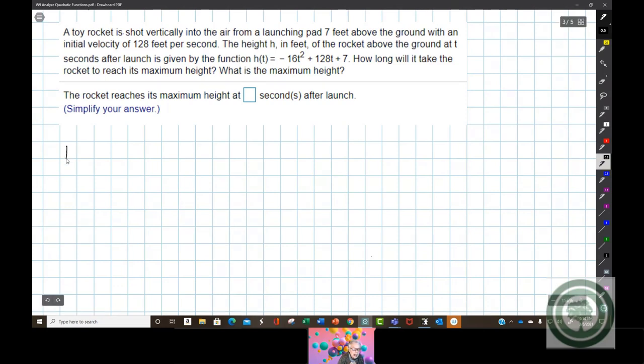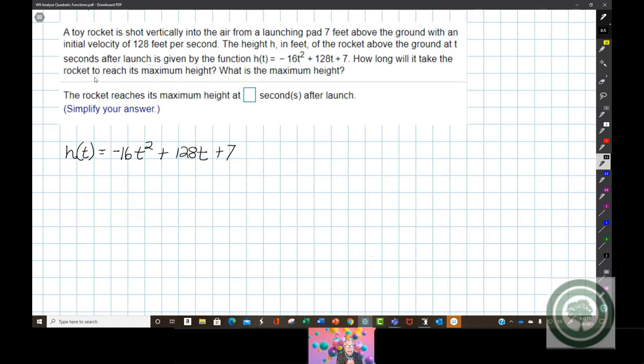Okay, h at time t. Sometimes with word problems, it's better to use the word "at" because that's what it really means. The height at this many seconds after launch is given by this formula: negative 16 t squared plus 128 t plus 7. Okay.